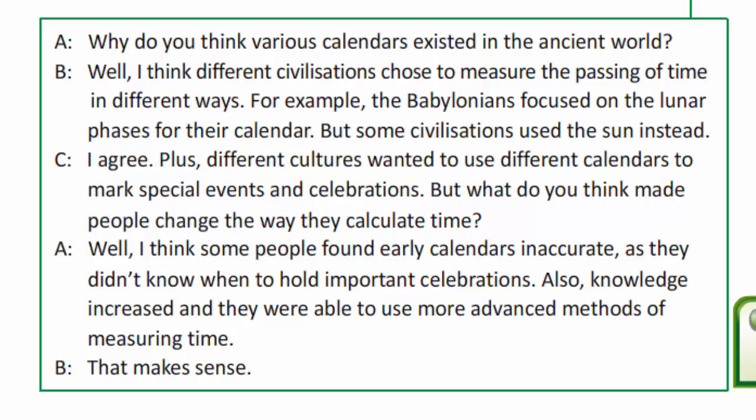Well, I think different civilizations chose to measure the passing of time in different ways. For example, the Babylonians focused on the lunar phases for their calendar, but some civilizations used the sun instead. I agree. Plus, different cultures wanted to use different calendars to mark special events and celebrations. But what do you think made people change the way they calculate time? Well, I think some people found early calendars inaccurate, as they didn't know when to hold important celebrations. Also, knowledge increased and they were able to use more advanced methods of measuring time. That makes sense.